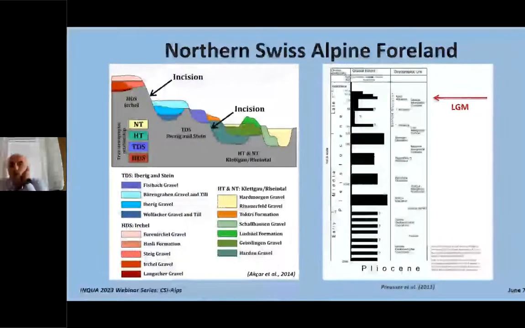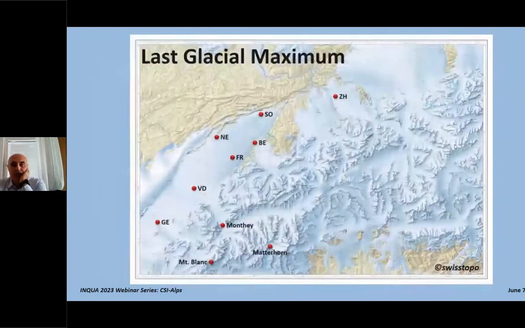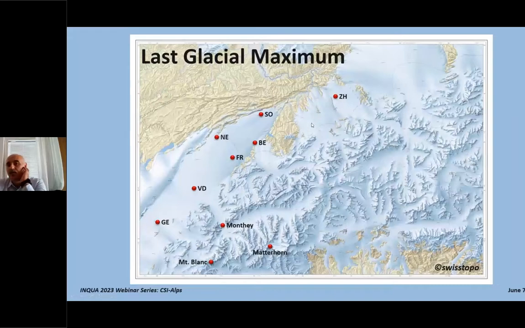So now let's go back to the northern Swiss Alpine Foreland. You remember this morphostratigraphic configuration. Let's start with the LGM. This is the map of the Swiss Alps during the last glacial maximum, and you see the ice in the foreland. It is morphologically well constrained. There are a bunch of radiocarbon ages, so the timing was already known, even with the development of surface exposure data.